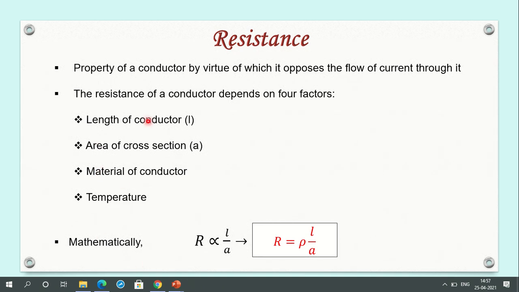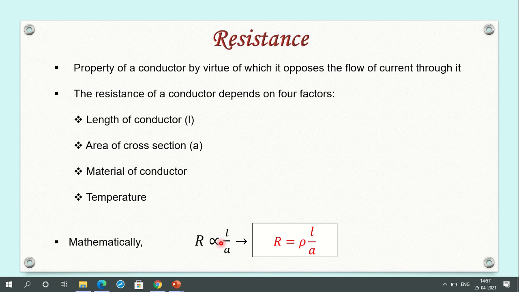And so based on these factors, we can mathematically represent resistance. Resistance is proportional to the length of a conductor, so R is proportional to L. Resistance is inversely proportional to the area of cross section, that is, R is proportional to 1 divided by A. Combining those, we can write R proportional to L divided by A.